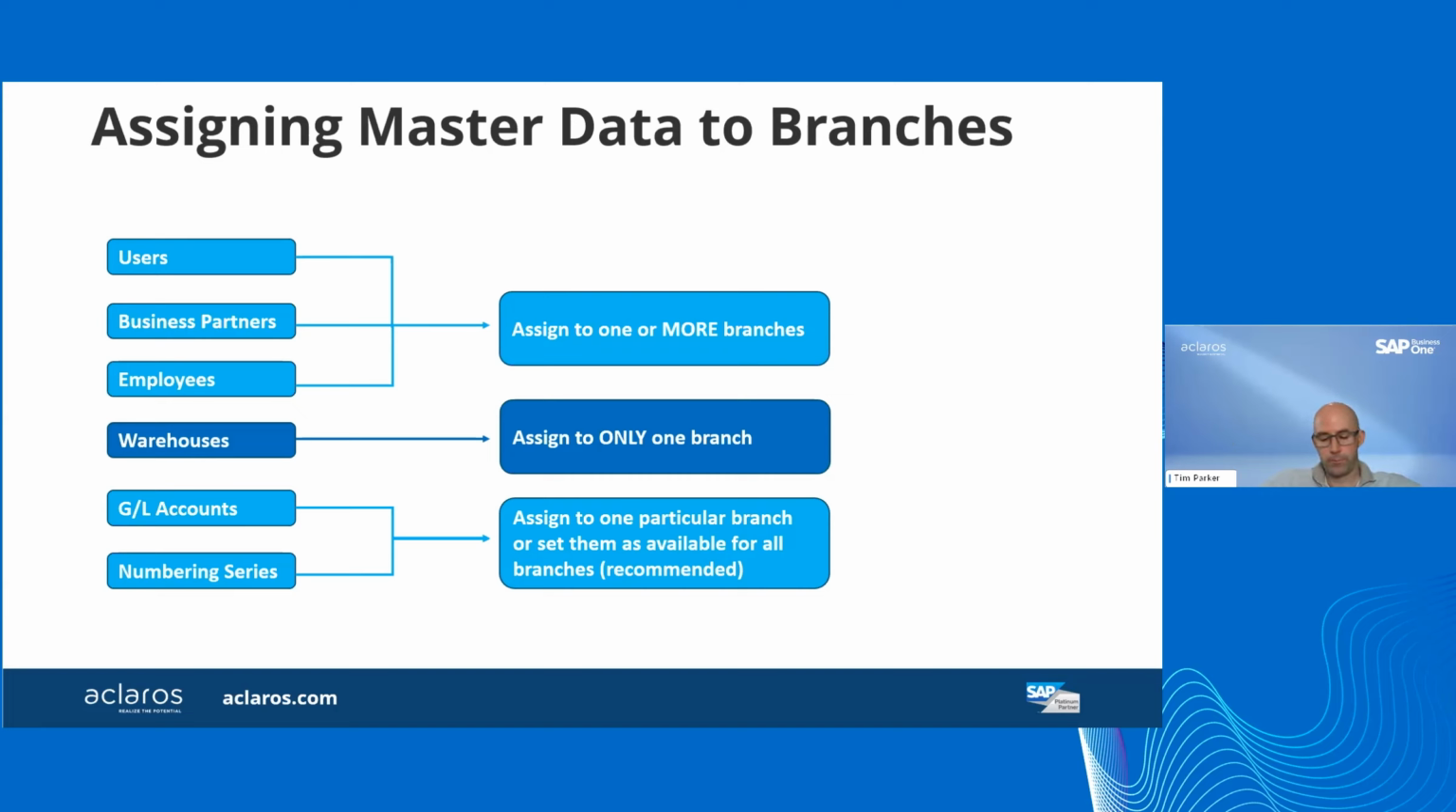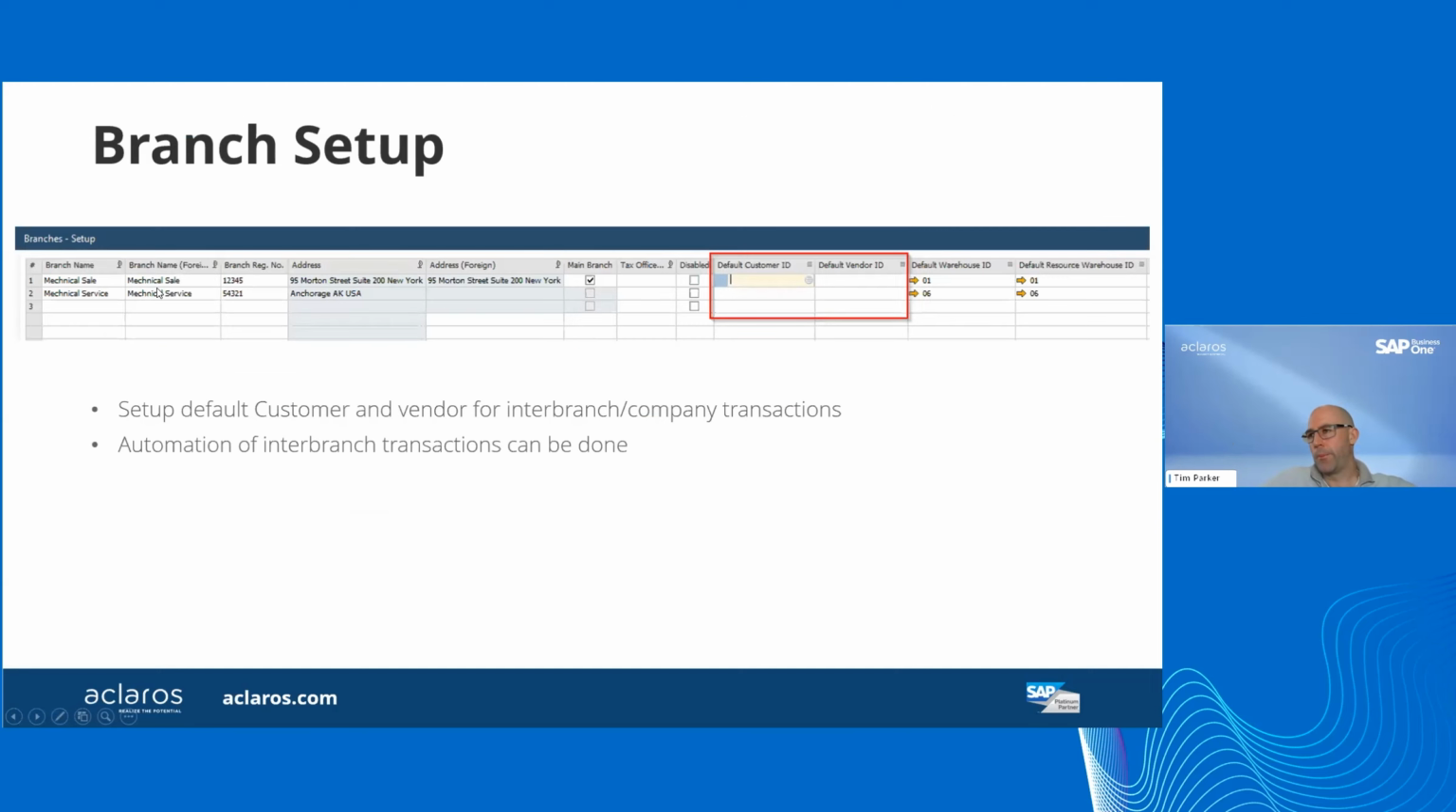Okay, so if we look at the setup, you've got your branch name and address and legal details, that kind of thing. You'd also have a default customer and a default vendor that you'd create for the intercompany or interbranch transactions. So a lot of the time you're doing transfers between branch A and branch B. You do a sales order in branch A and a purchase order in branch B. We can automate that as well so that you don't have to do the other side of the transaction.